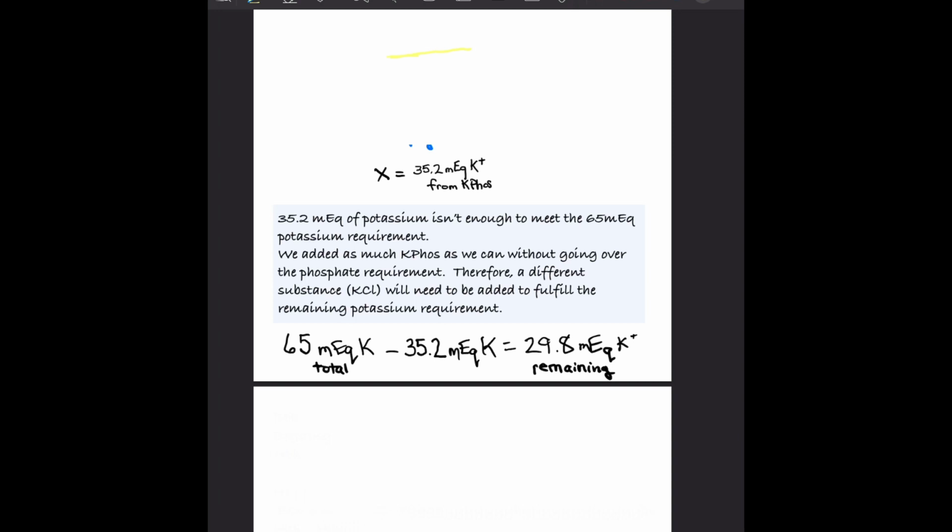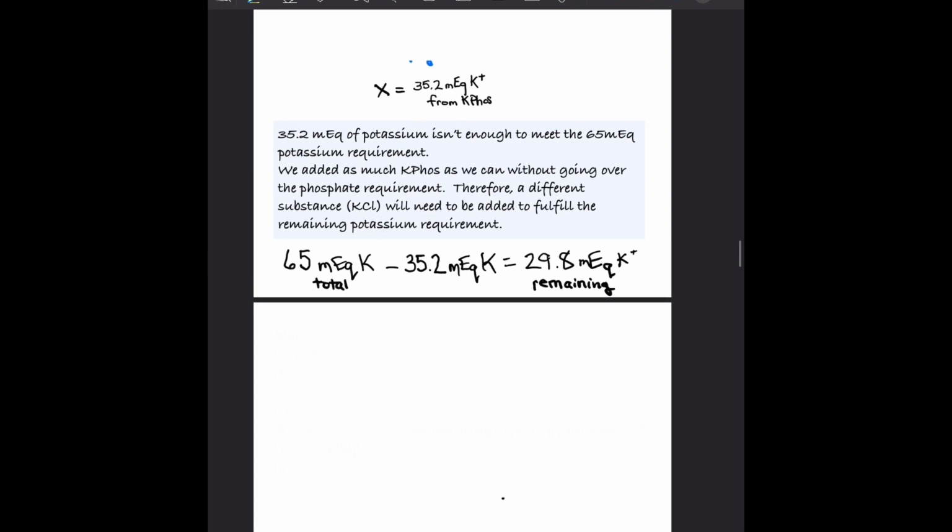How do I find out how much more I need? How many more milliequivalents of potassium I need? I take the total requirement, 65 milliequivalents, minus what I got from K-phos, which was 35.2, and that will tell me the remaining that I need. I won't be able to supply that with K-phos. I'll have to use potassium chloride. Potassium chloride has 2 milliequivalents of potassium for every 1 milliliter.